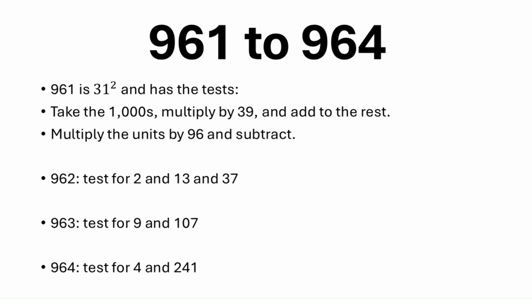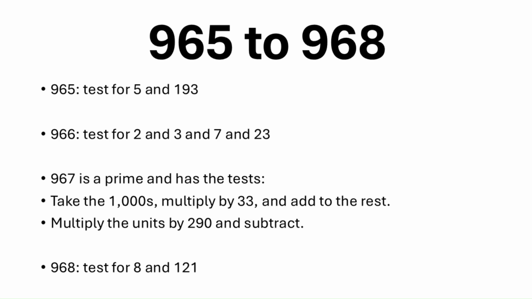Take the 1000s, multiply by 39, and add to the rest. Multiply the units by 96 and subtract. 962, test for 2 and 13 and 37. 963, test for 9 and 107. 964, test for 4 and 241. 965, test for 5 and 193. 966, test for 2 and 3 and 7 and 23. 967 is a prime and has the tests.